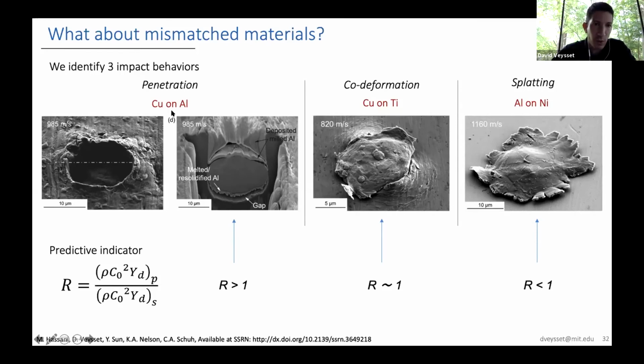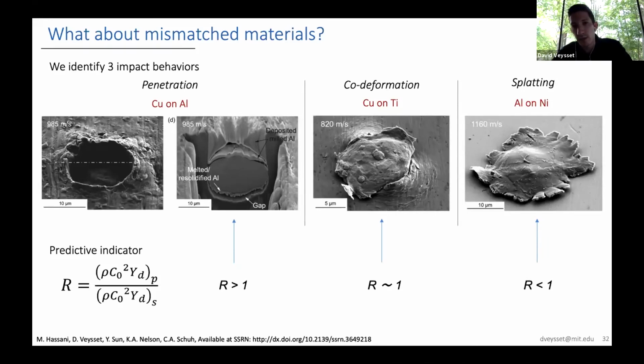So penetration, which is, for instance, copper and aluminum. The copper particle penetrates deep in the aluminum without really deforming. Then we have a co-deformation regime where the particle deforms or is strained to relatively the same amount as the substrate, which is the case for copper and titanium.